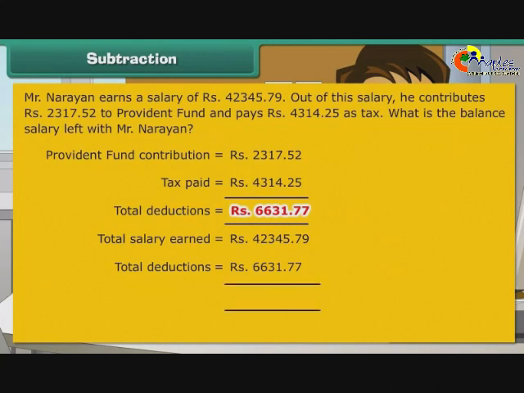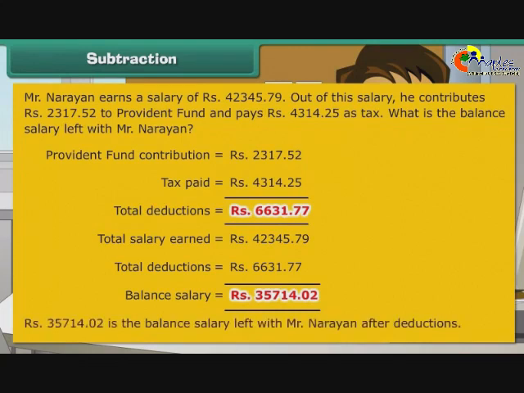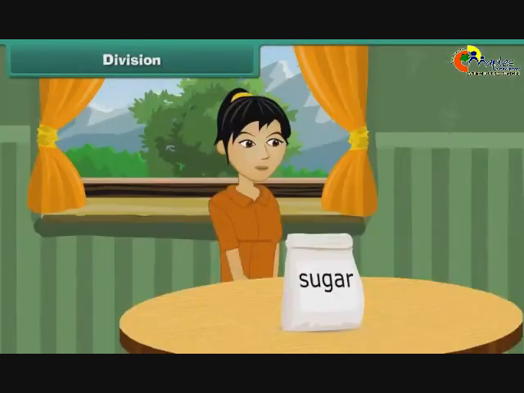We subtract the deductions from the salary earned to get the balance salary as rupees 35,714.02. Rupees 35,714.02 is the balance salary left with Mr. Narayan after deductions.